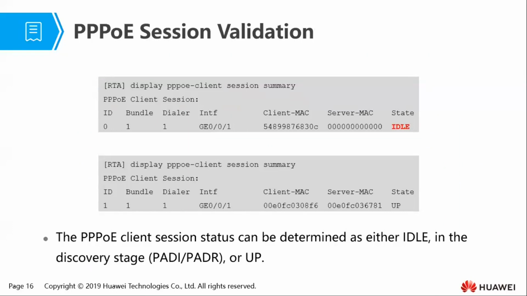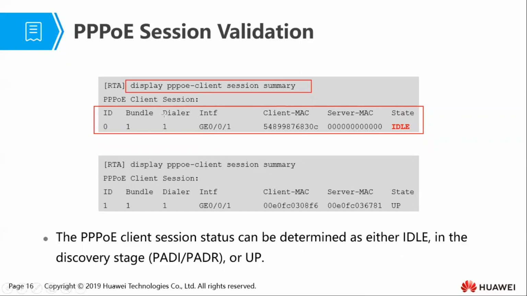The other thing you can validate when it comes to PPPoE is the state of the PPPoE. You can use the command display PPPoE client session summary. You're going to get some details like the dialer number, the group that it's in, the physical interface that it has been bound with, the MAC address of that physical interface, the server MAC address, but most importantly, the state.